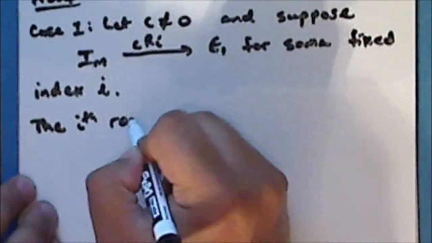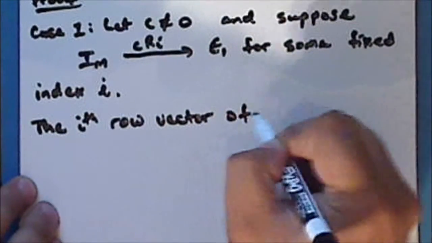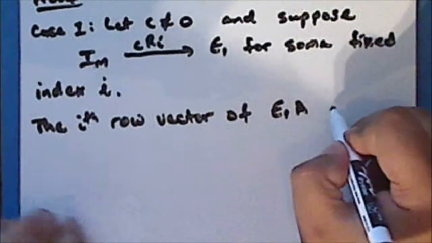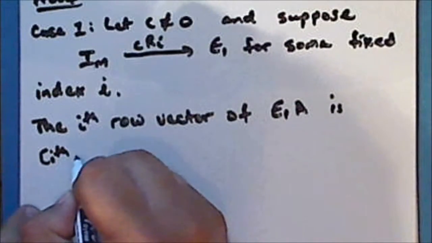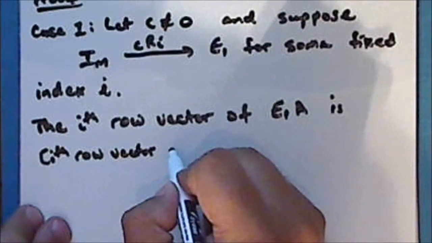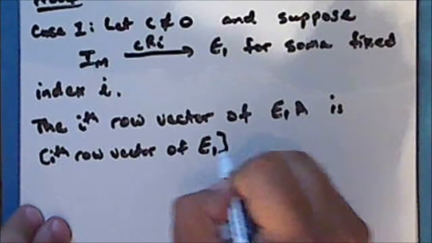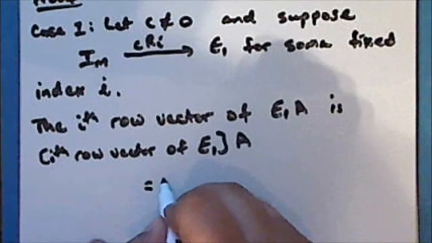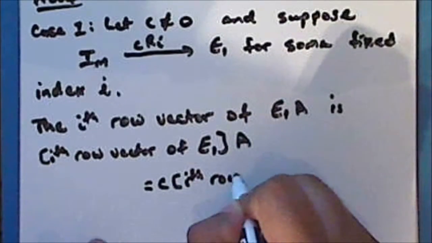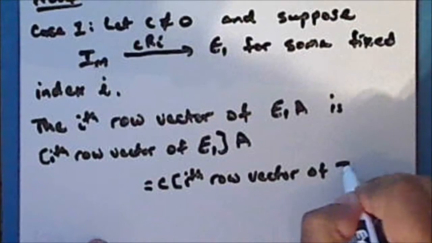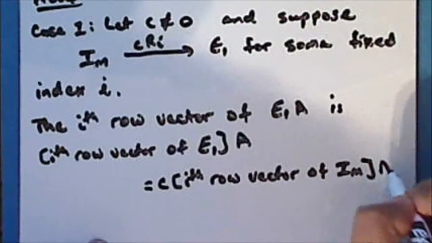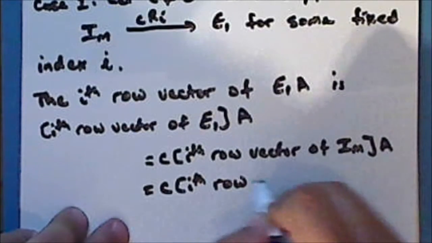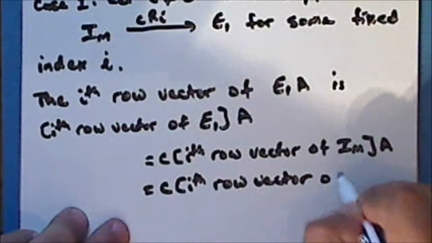The ith row vector of the product E sub 1 times A is the ith row vector of the elementary matrix E sub 1 times the matrix A. The ith row vector of the elementary matrix E sub 1 is the constant C times the ith row vector of the identity matrix times the matrix A. And so this is the constant C times the ith row vector of the matrix A.